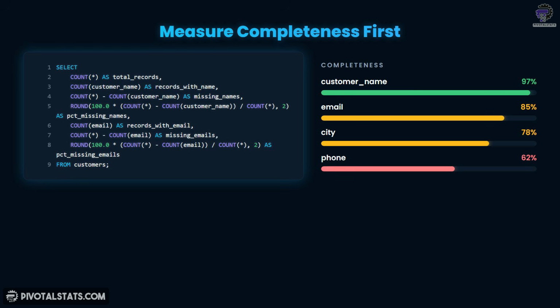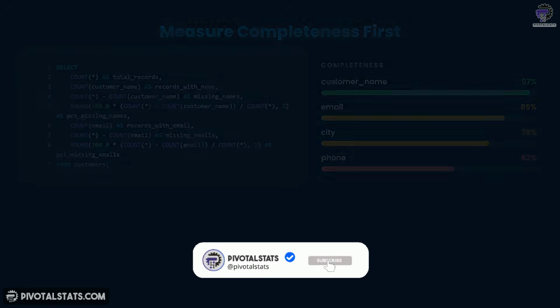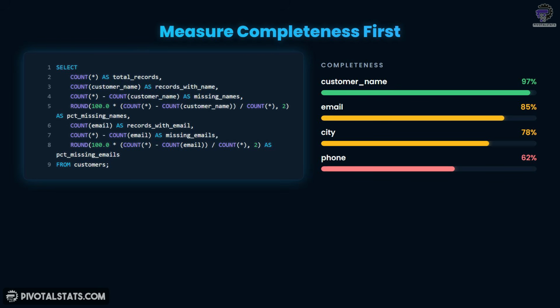What comes back is a health check. It tells you exactly where your gaps are before you write a single cleaning transformation. In the bar chart, you can see this dataset is 97% complete on customer name. Very good. But only 78% complete on city, 62% on phone. Those numbers tell you something about your data collection process, not just your cleaning task.